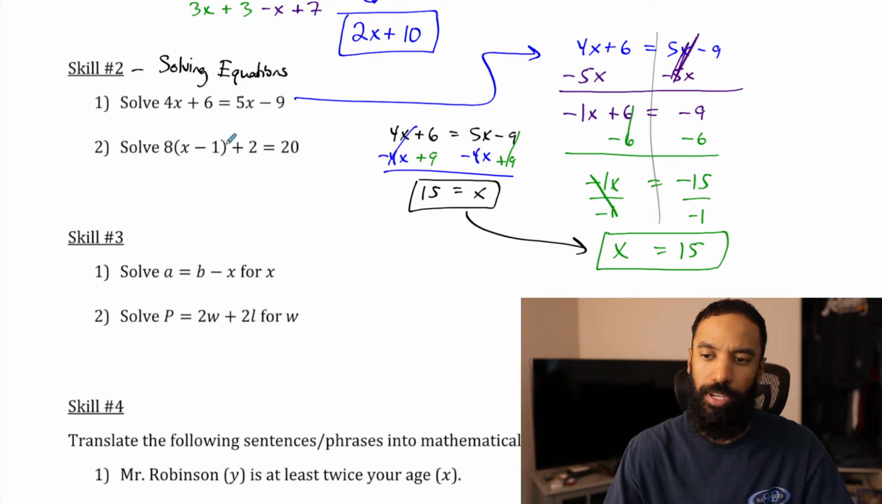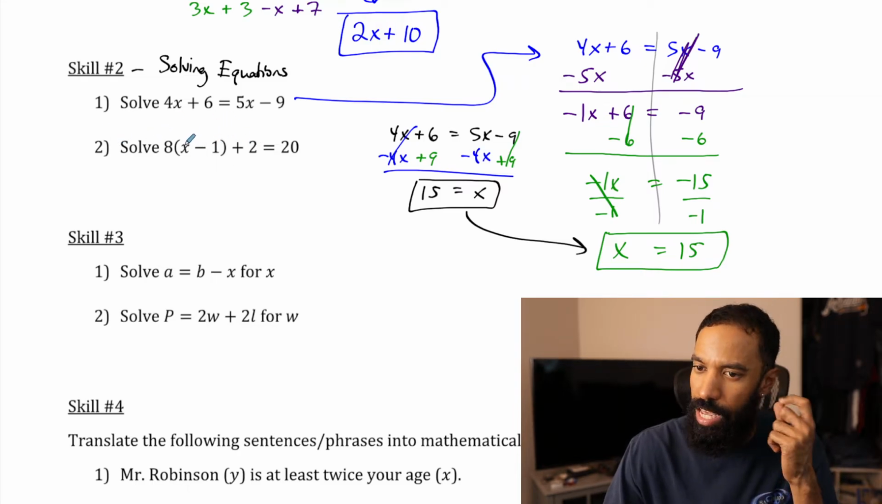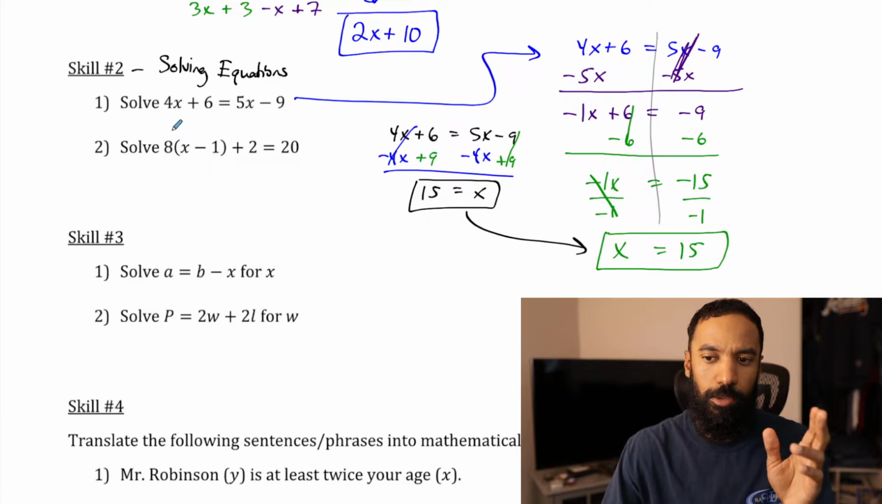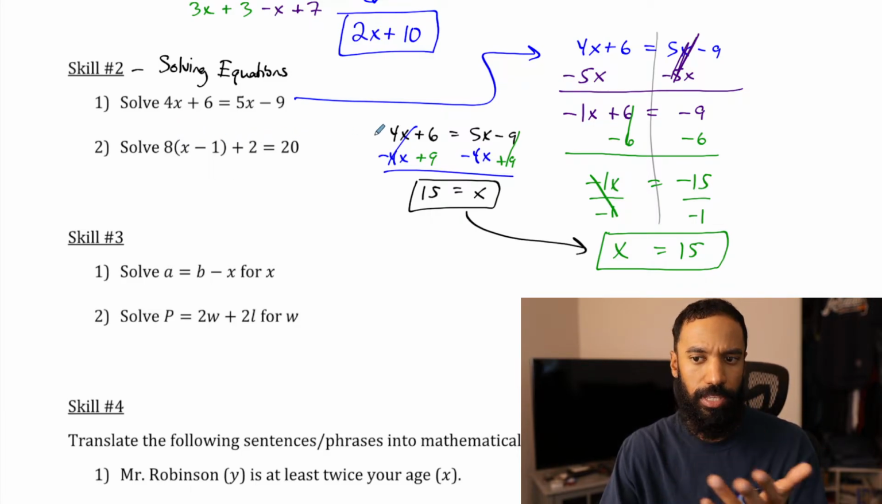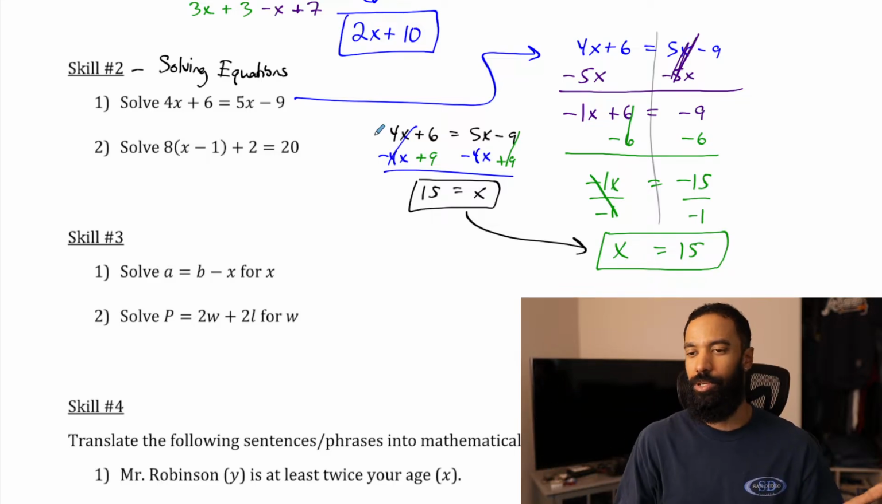Number 2, let's go and look at this here. Now x is buried inside of a parentheses, right? If I multiply 8 by the difference of some unknown number and 1, and then I add 2 to that result, then I get 20. What is my number is the question.